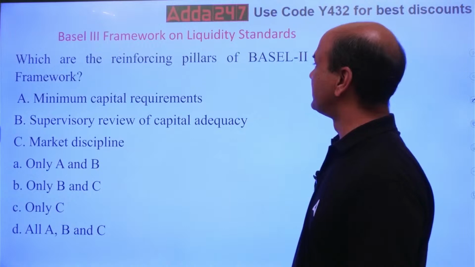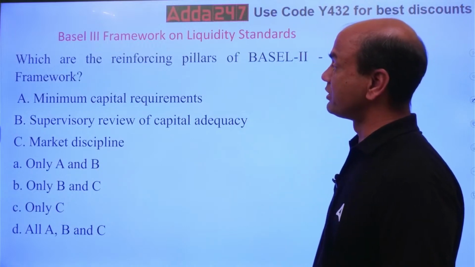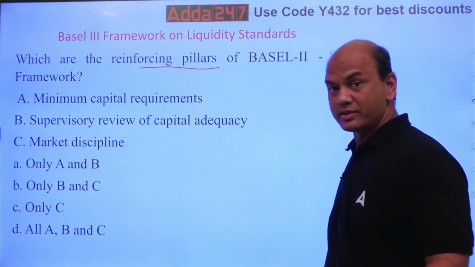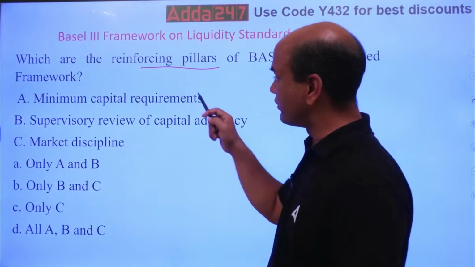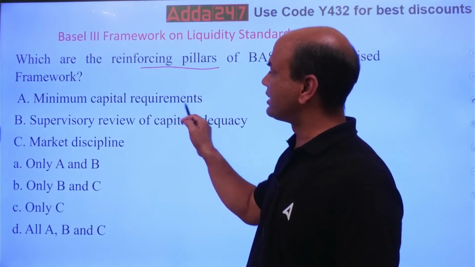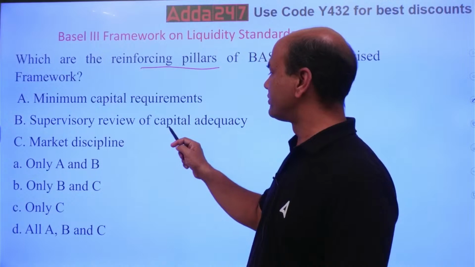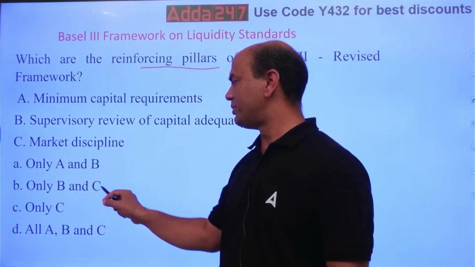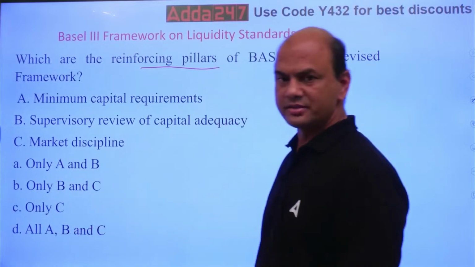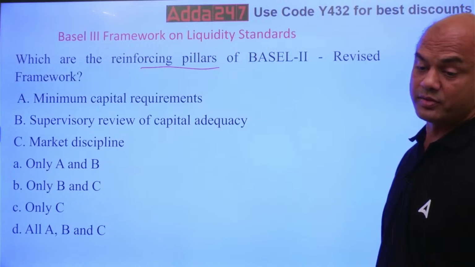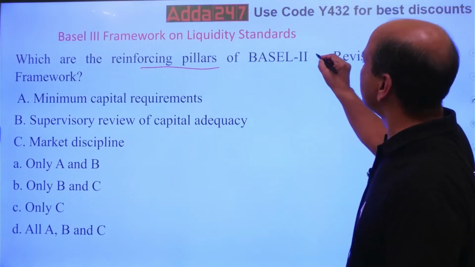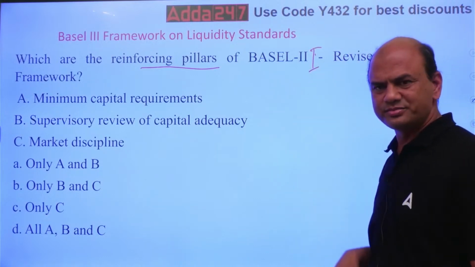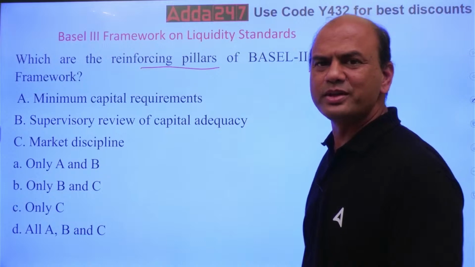Which are the reinforcing pillars of the Basel III revised framework? Reinforcing pillars means, what are the pillars of Basel III? Just now I gave you again. Follow it fast. Minimum capital requirement, supervisory review of capital adequacy, market discipline. Only A and B, only B and C, only C, or all A, B and C. Follow it. Just now I gave you the answer. Basel II, you can call it 3 also. Chalo. Basel 3. All are the same. 2 and 3 are the same. Do you know what is the difference between Basel 2 and 3?